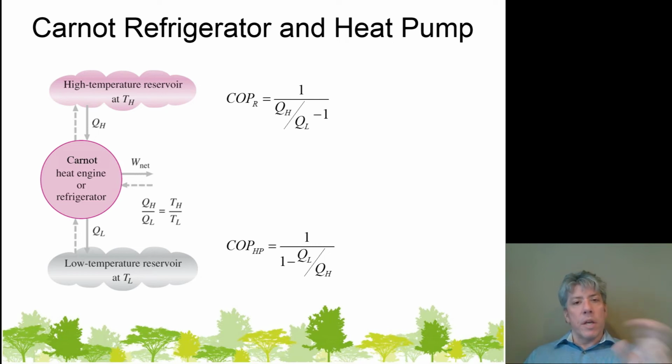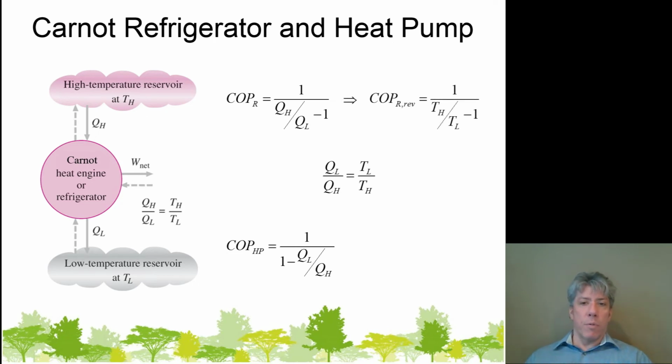Remember, we can reverse the Carnot cycle. If that's the case, we end up at the same place where the ratio of the heat flows across it are equal to the ratio of the temperatures. And in writing the coefficient of performance for a real refrigerator or heat pump, we can replace the ratio of the heat flows with TL over TH. If we do that, then we get the coefficient of performance for a reversible refrigerator or air conditioner and a reversible heat pump device. Now notice that, again, this limits the coefficient of performance to being a function of the temperatures of the high and low temperature reservoir.